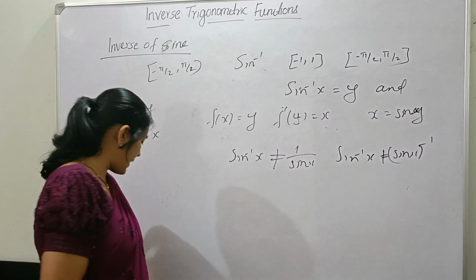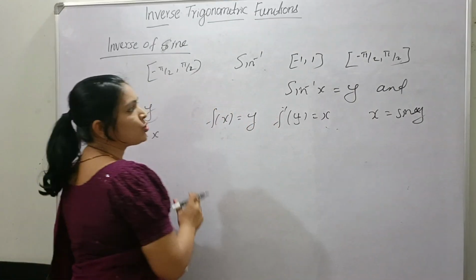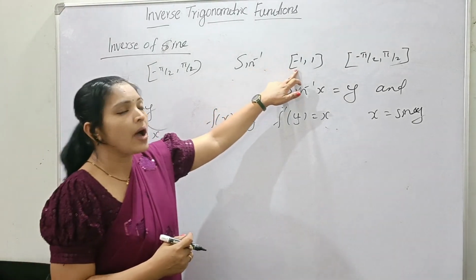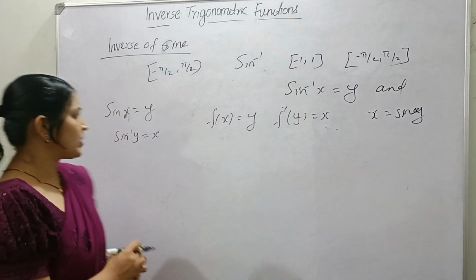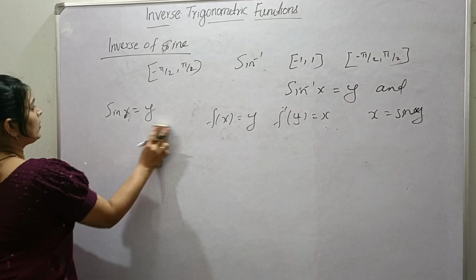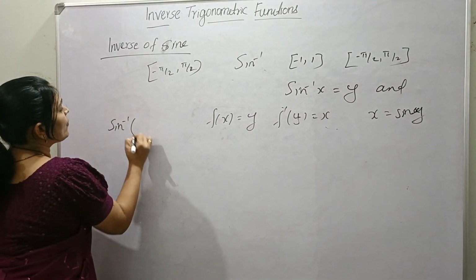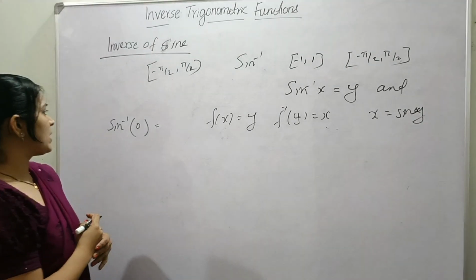So sine inverse x is a function from minus 1 to 1 to minus pi by 2 to pi by 2. Its domain is minus 1 to 1 and range is minus pi by 2 to pi by 2. So here, if that is sine inverse of 0, what is the value of sine inverse of 0?